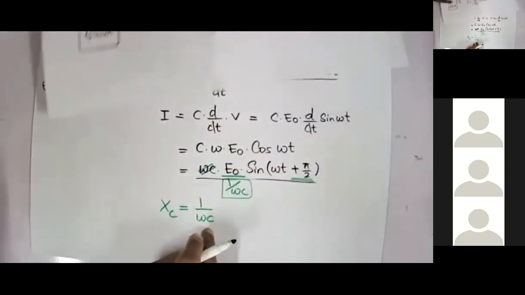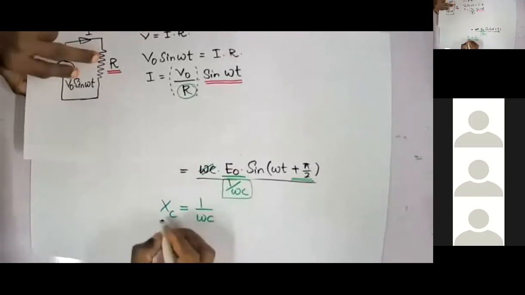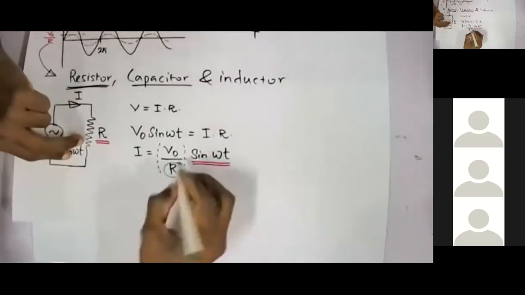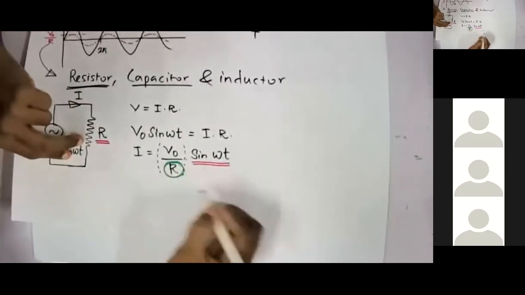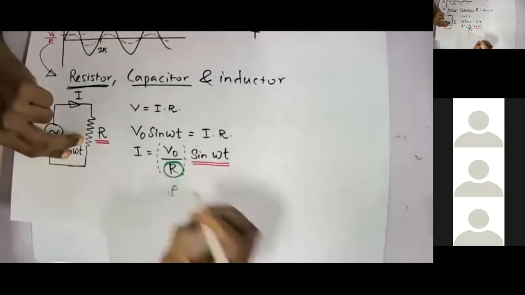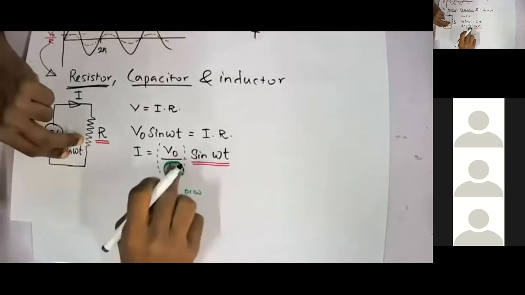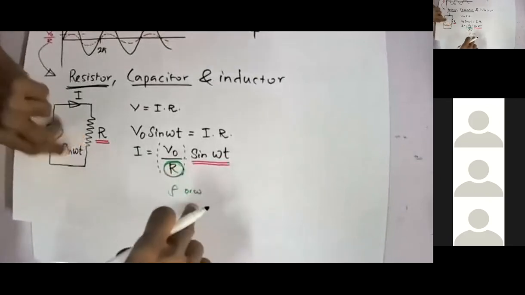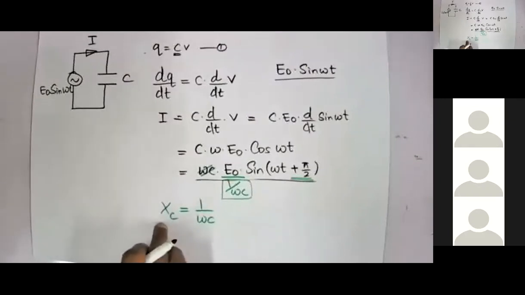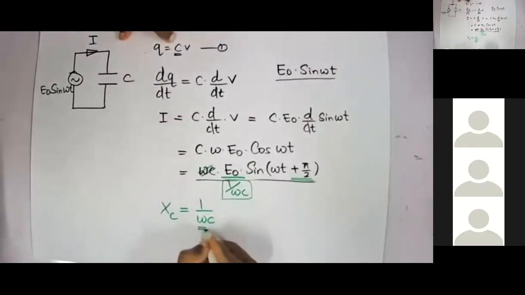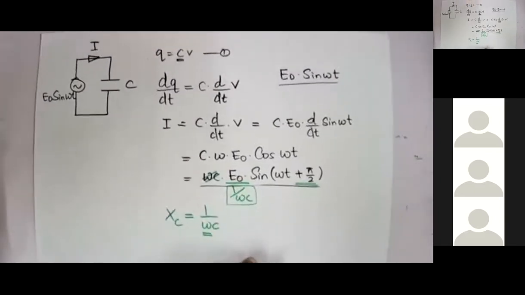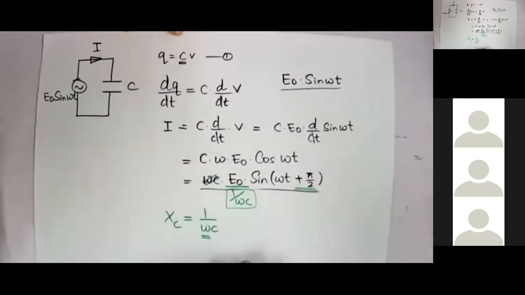Okay, here, look at this one. Your R does not depend on frequency f, or omega. R does not depend on the frequency of the input waveform, but Xc depends on your frequency. Am I right? Xc depends on your frequency.